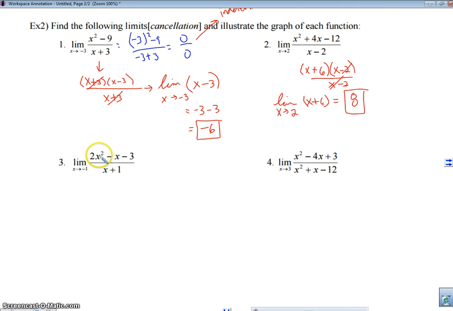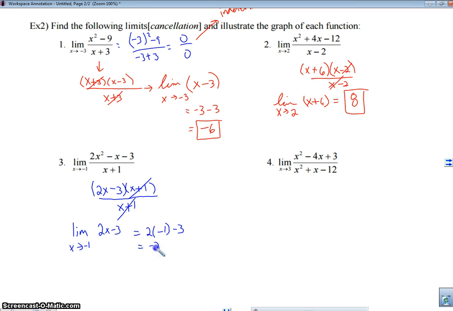All right, let's do another one here. If I plug -1 in here, I'm going to get 0 over 0, which is indeterminate. So now I have to factor. I get 2x minus 3 times x plus 1 over x plus 1. X plus 1 simplifies out. The limit as x approaches -1 of 2x minus 3, which is, let's see, 2 times -1 minus 3. I don't want to mess up my math here. Okay, everybody, I can't take a breath here. -5. There we go.